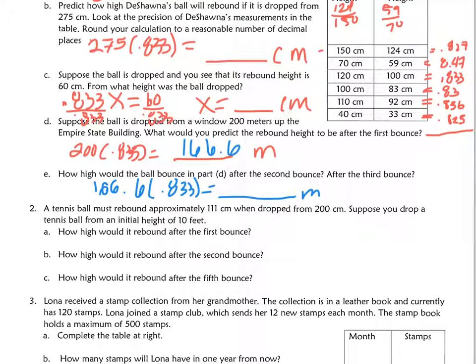Okay, first of all, we have to figure out what our rebound ratio is, right? So we're going to take 111, it's supposed to be 111, and we're going to divide it by 200. What do you get? That's right. If you got 0.555, you have the ratio now. So how high would it rebound from 10 feet? So that would be 10 times 0.555.